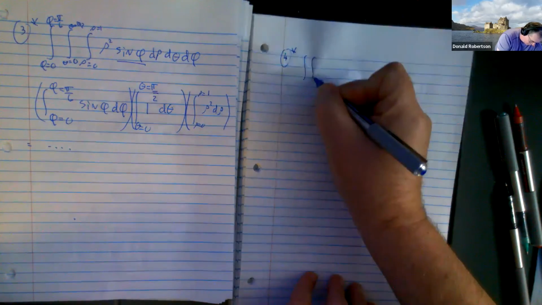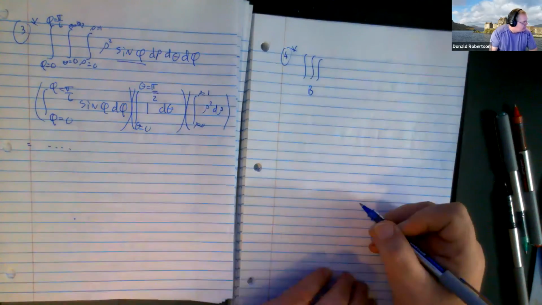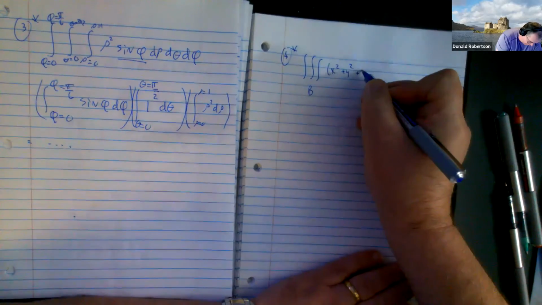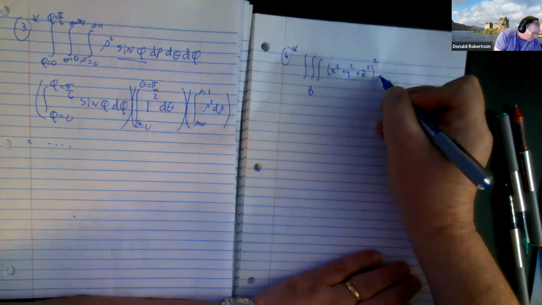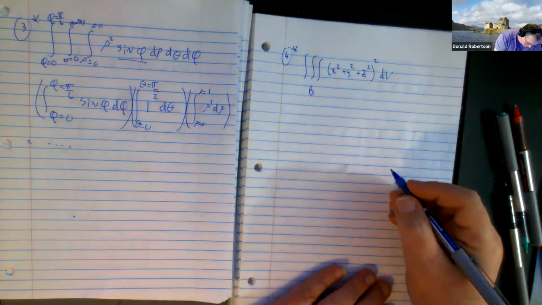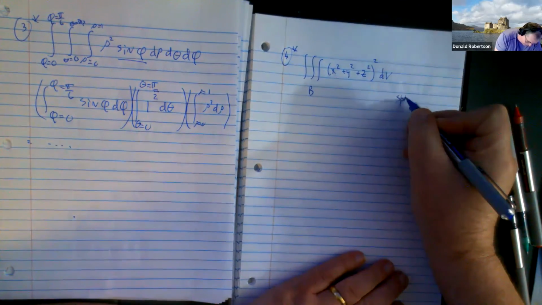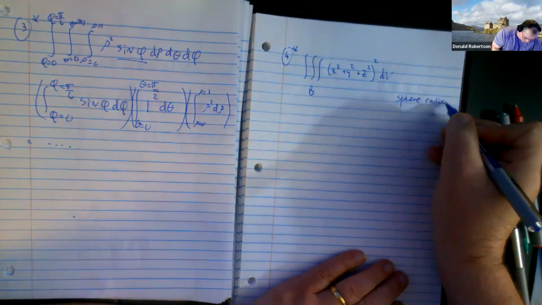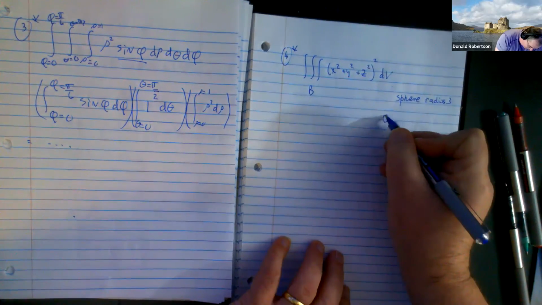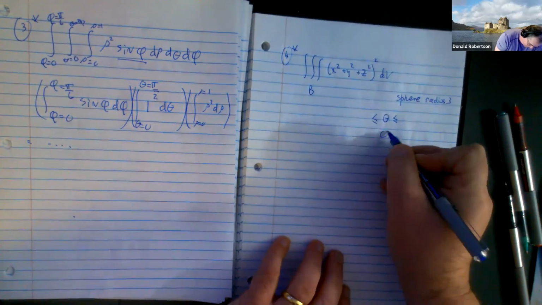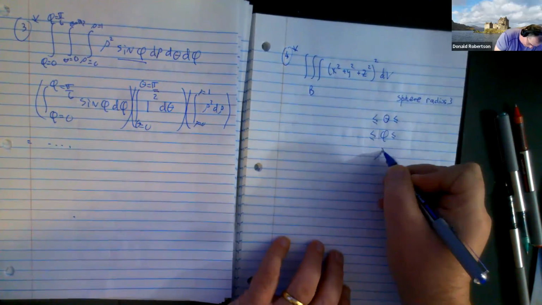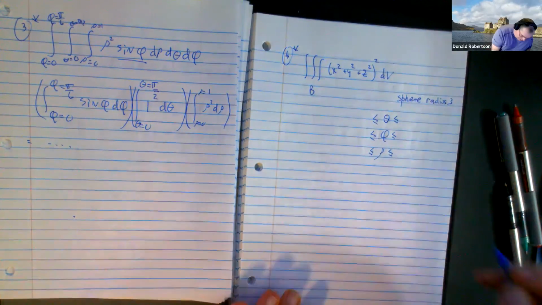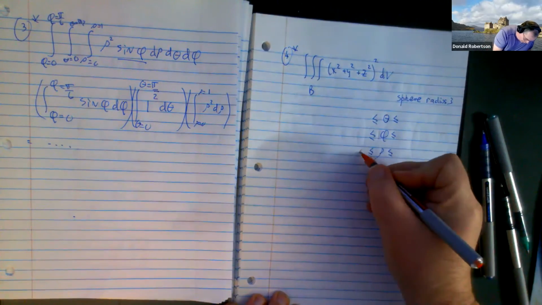It's a triple integral of a ball, there's a new letter, of x squared plus y squared plus z squared, squared, dV. And the ball that they're talking about is a sphere of radius 3. So I'm going to go in no particular order. The limits of integration for a sphere of radius 3. Rho is going to go from 0 to 3.